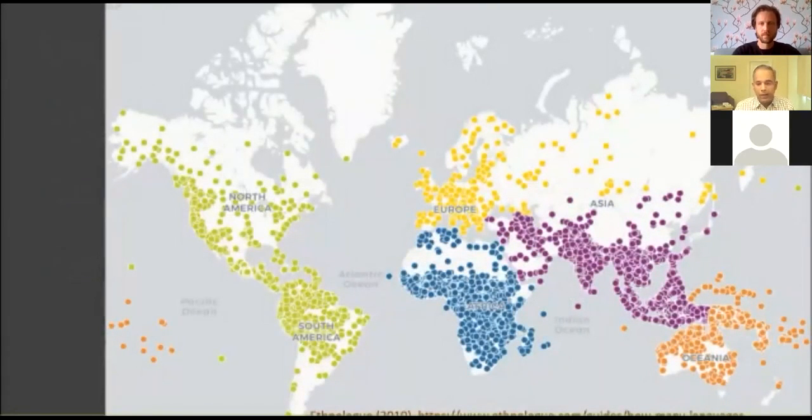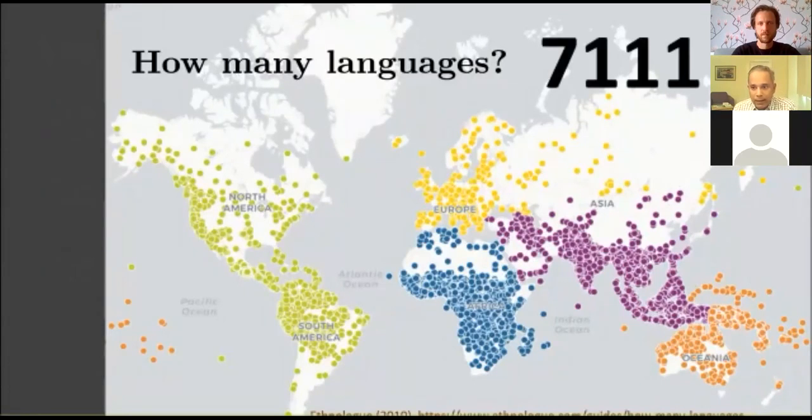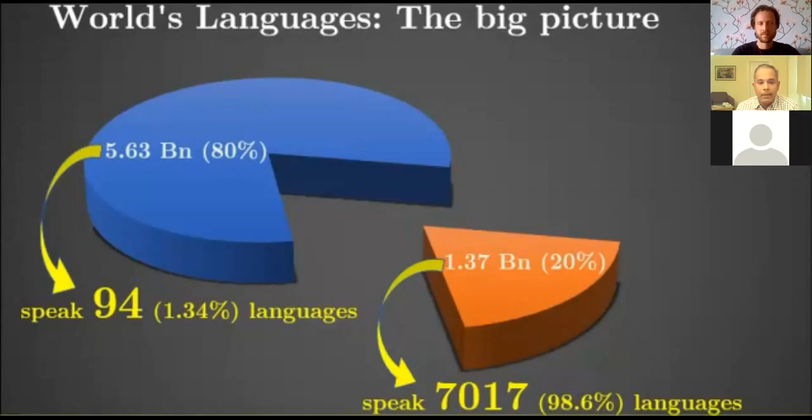First of all, I'd like to begin with this question: how many languages are there in the world? Many of you, my linguistics colleagues, will know this, but just to reflect upon this question, there are 7,111 languages as of 2019. This is the big picture. 80% of people speak only 94 languages. That is only 1.34% of the languages. Whereas 99% of the languages are spoken by only 20% of the people.